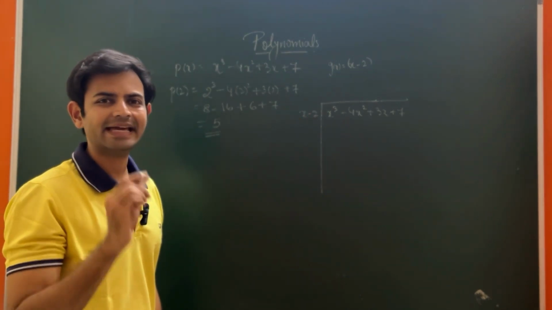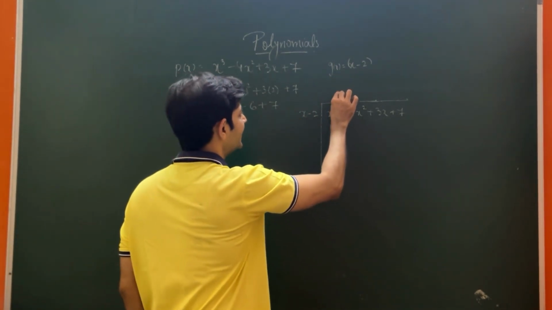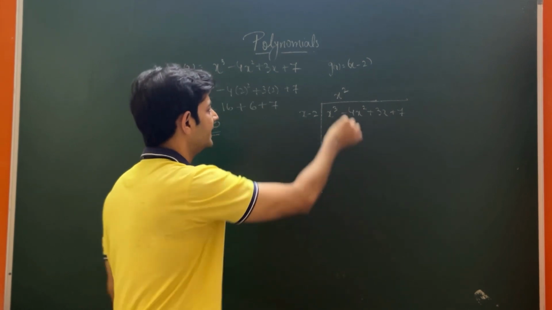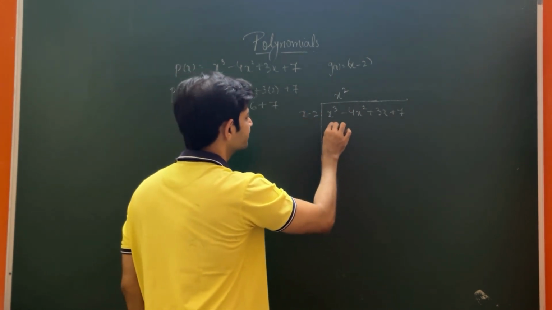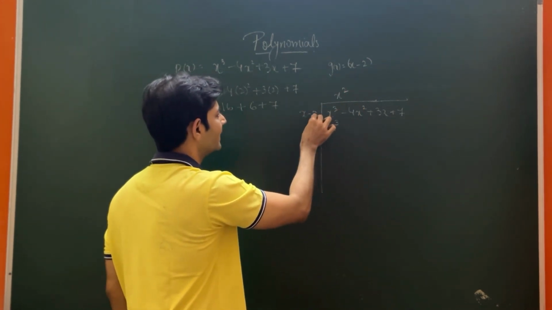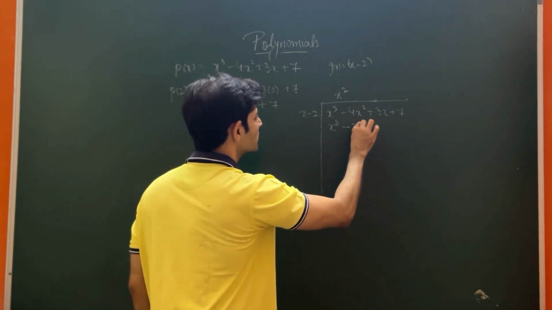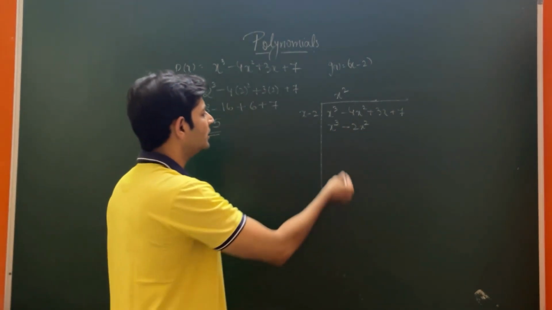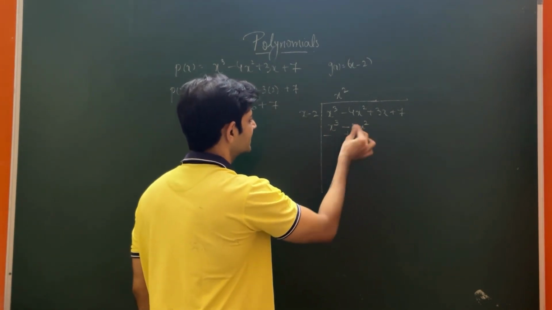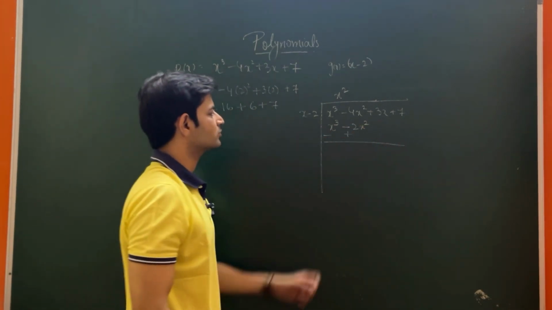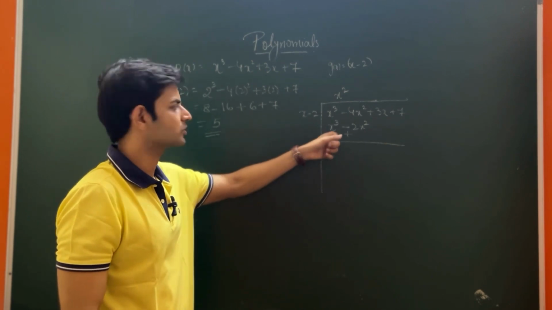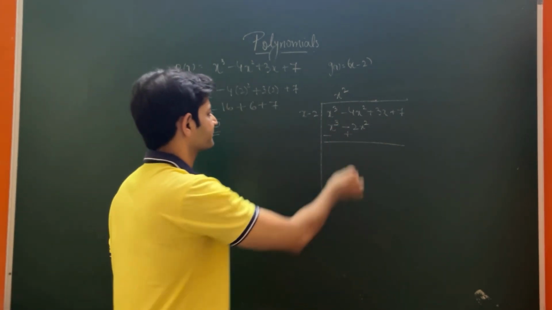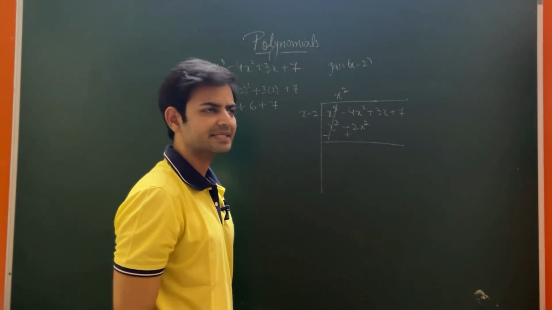So to get x cube, what should I multiply here? I should multiply x square. So when I multiply x square, this will become x square into x is x cube. X square into minus 2 is minus 2x square. Be very careful with these signs. Now we'll flip the signs of both. Basically we are subtracting them. So if it was plus, it will become minus. If it was minus, it will become plus. So that's how we eliminate this.